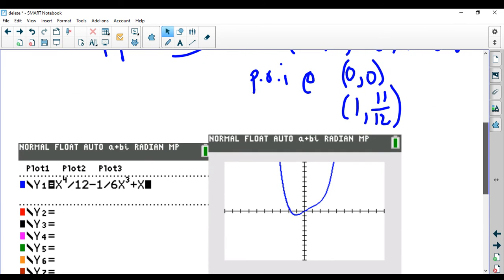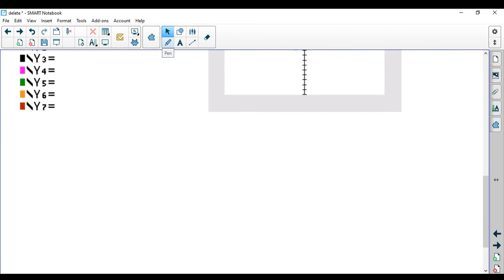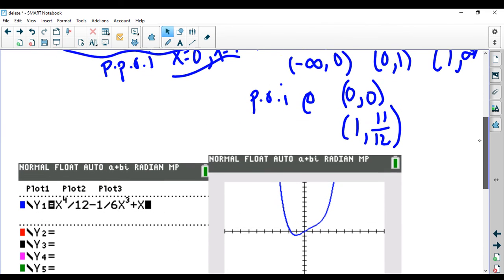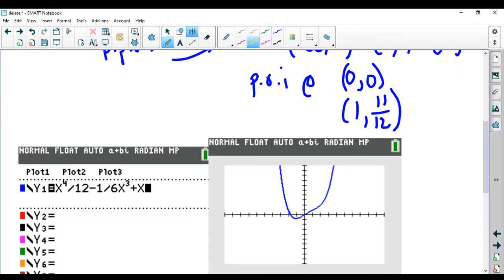So it looks like this graph is concave up from here to about here, which is 0. So that's the first point of inflection. And then after that, it goes to concave down. So it dips a little this way, you can see, at this point, which is 1, 11/12. And then it goes back to concave up afterwards. So that kind of confirms what we've just done.